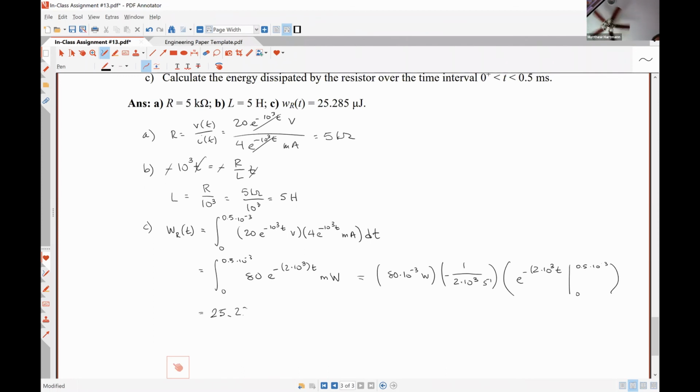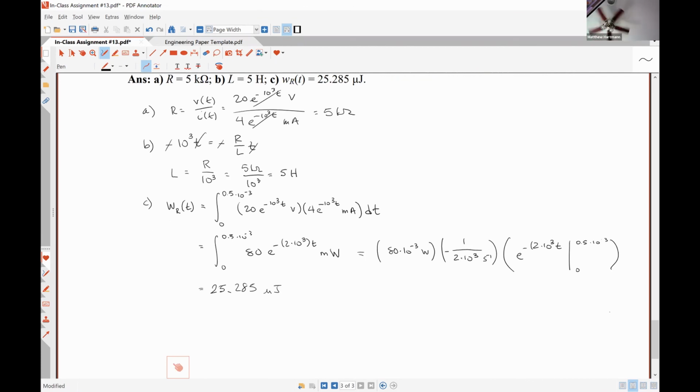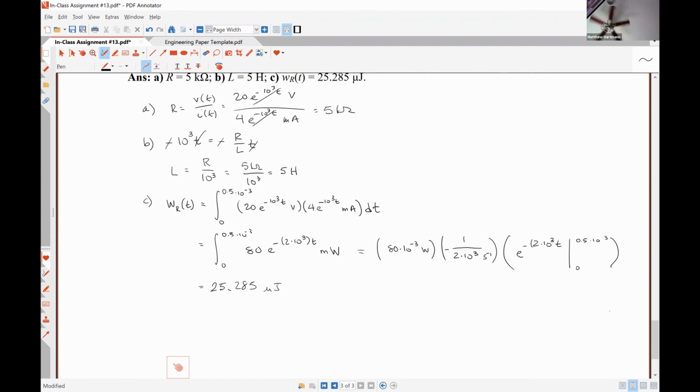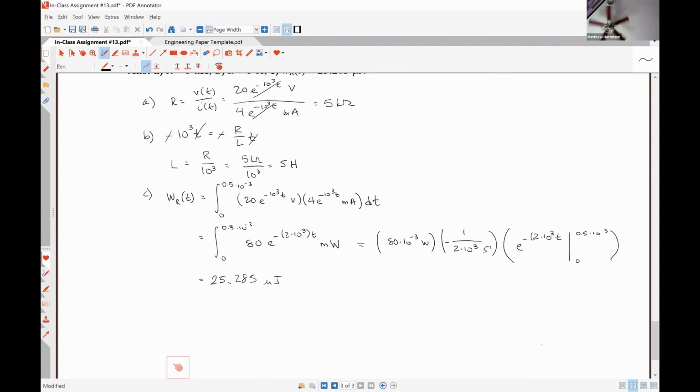25.285 microjoules. So that's one method. And it was reasonably complicated. It was still using just our basic circuit analysis techniques and relationships, but the math got a little weird when I put the numbers into my calculator.